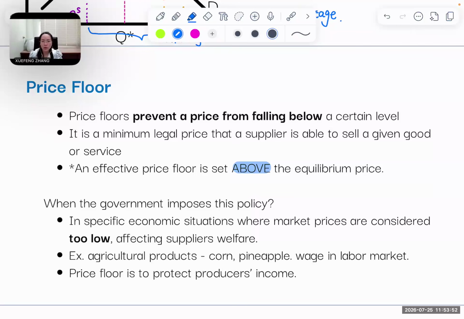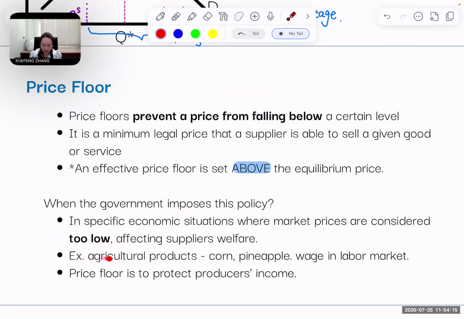Next one, why would government do this? When and why? So this is the opposite motivation from the ceiling. Now the price is seen as too low, hurting the people selling, not buying. Okay, so I have an example here. The price is too low.